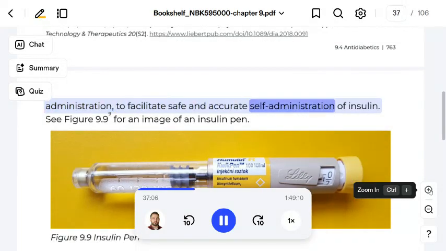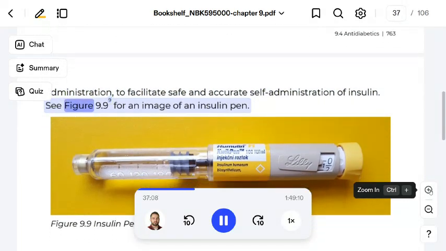See Figure 9.9 for an image of an insulin pen.